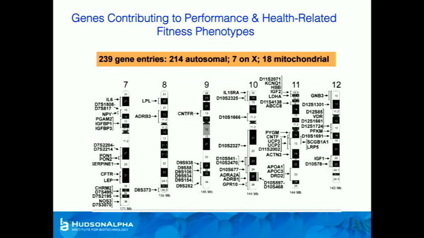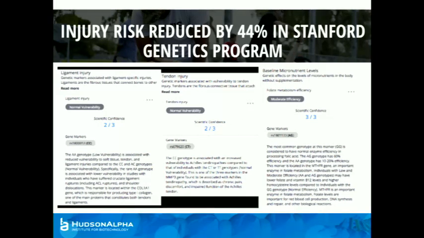You know what? There's 239 genes that have been mapped onto the human genome. They're involved in performance and health-related fitness phenotypes. And you can go find this in the literature. Injury reduced by 44% using genetics. You have injuries all the time. How do you bring those troops back online?